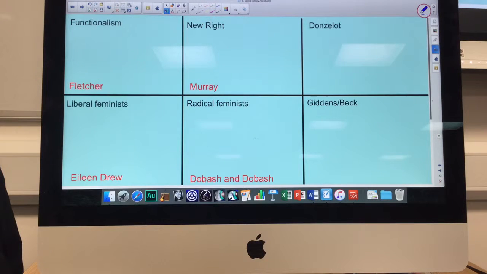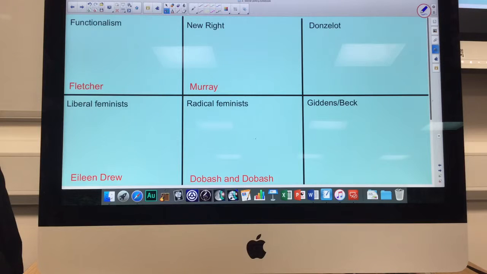Let's begin with functionalism, and we'll go in a logical order. We'll do the top row first, and then the bottom row second. All right? We'll start with a simple tick and cross idea, whether they like it or not, then explain it, and then link it to a social policy, and then finally link it to a theorist. So, Neve, can you tell me about functionalism, please?